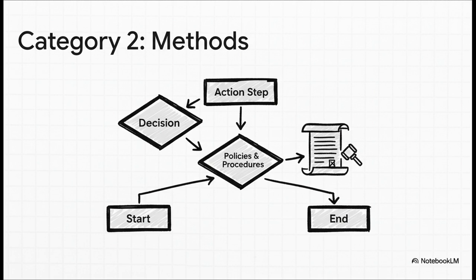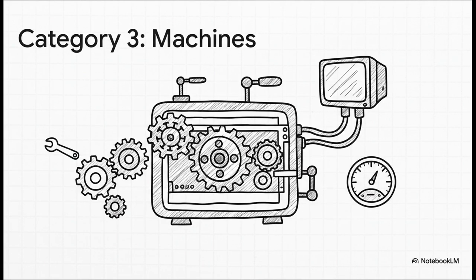Is the process even being followed in the first place? This category really forces you to take a hard look at the procedures themselves. Okay, next up, machines. This category covers every single piece of equipment, every tool, every computer system that's needed to do the job. So here we're looking at things like, is maintenance being done correctly? Are the tools calibrated properly? Or is some of the equipment just getting old and not performing like it used to?